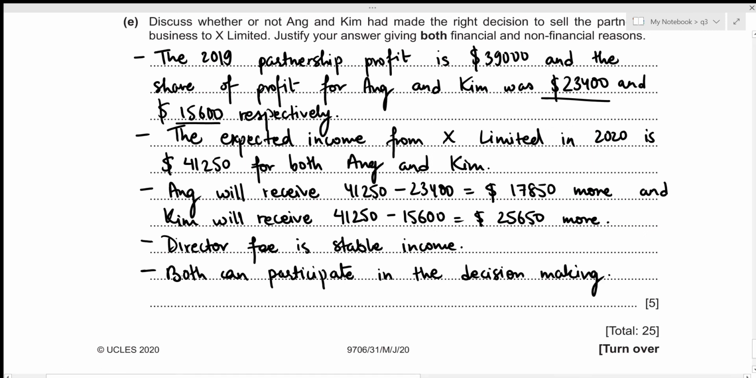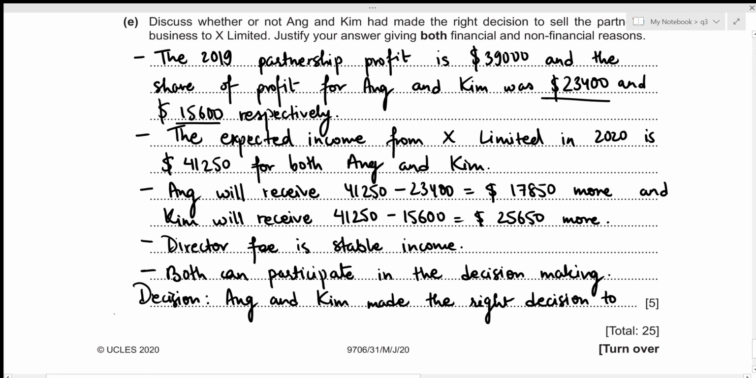Okay, so based on these factors, we now have to decide whether or not Ang and Kim had made the right decision to sell the partnership business to X Limited. So I would say that they made the perfect decision because they are increasing their income without losing the power in decision making, right? So let's write the decision clearly. Ang and Kim made the right decision to sell the partnership business to X Limited.